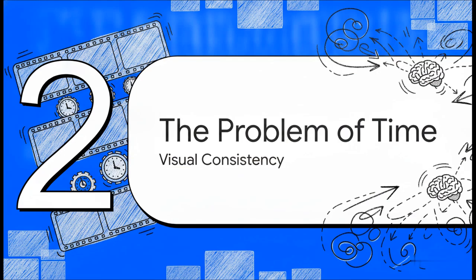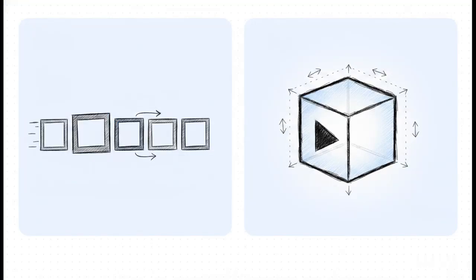That brings us to part 2, the problem of time, visual consistency. Because let's face it, generating 24 unique frames for just a single second of footage is exponentially harder than making a still picture. And that's because a video model has to keep objects, faces, and backgrounds perfectly consistent from one frame to the exact next frame.